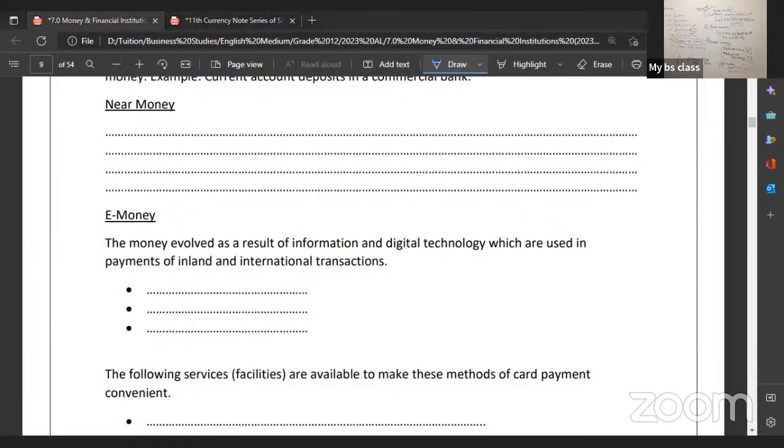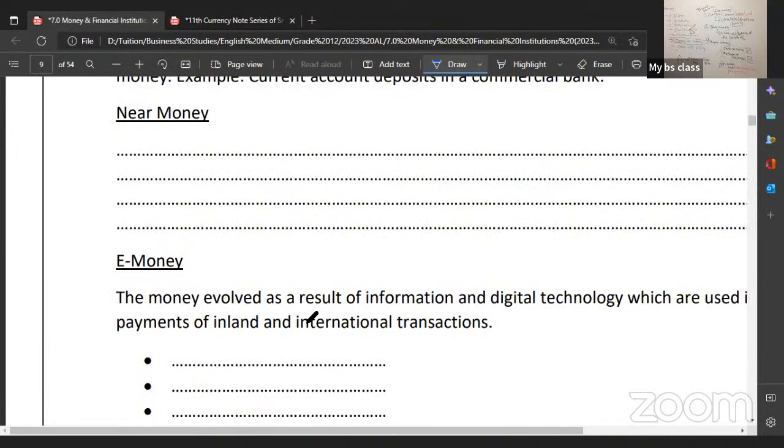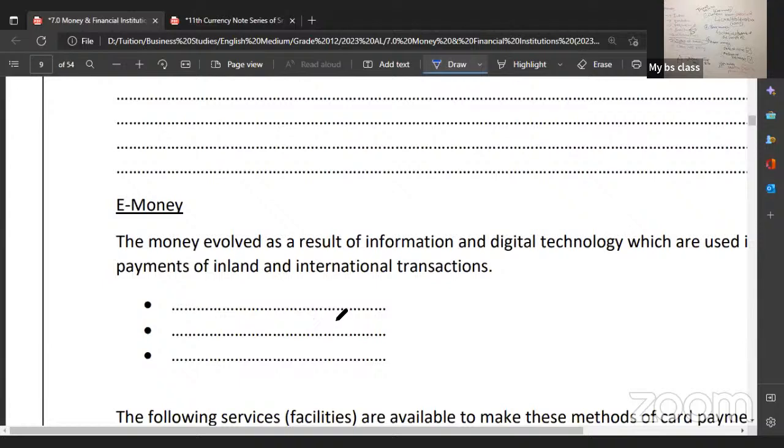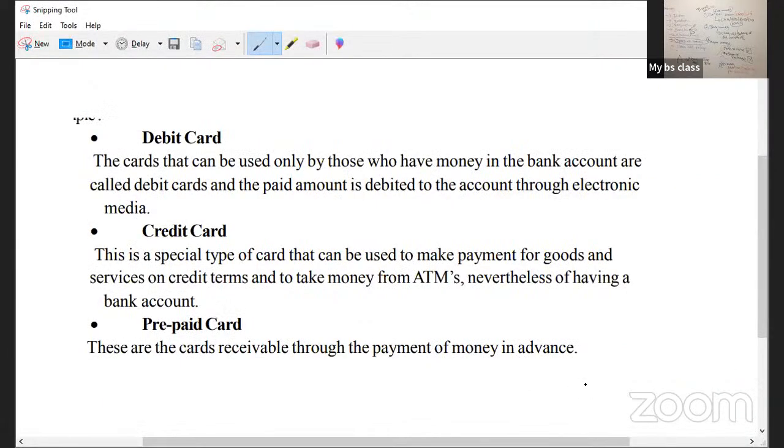Now let's come to electronic money, e-money. E-money evolved as a result of information and digital technology, which are used in payments of inland and international transactions, not just limited to inland or internal transactions, but for external or international transactions as well, right? So can we write those examples, please? Guys, you need to find some space to write some explanations regarding debit cards, credit cards and prepaid cards. Anyway, we'll be having a separate lesson called electronic money, but just make sure you write the points as well. If you do not find any space, just write the explanations in your short notebook.